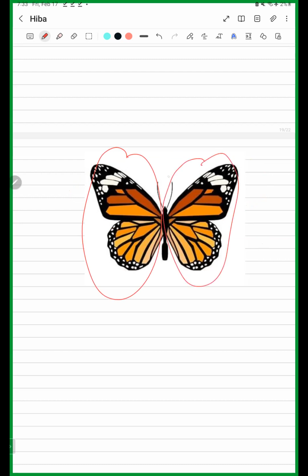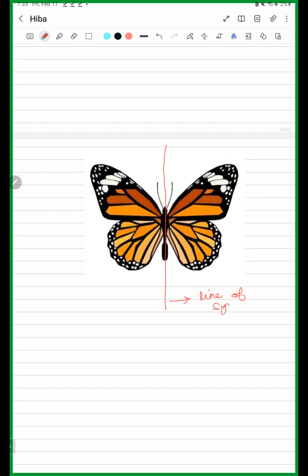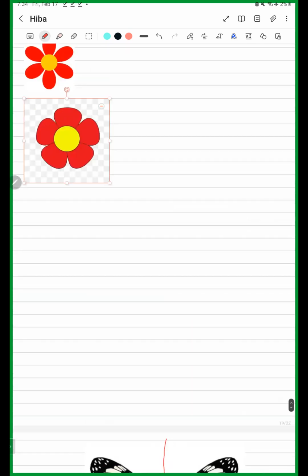So we say that the line of symmetry is over here. This is the line of symmetry. Can I say that the line of symmetry is over here? The horizontal one, can I say it? No, because the upper part is not identical to the lower part, right? Okay. Now similarly, let's look at this flower.